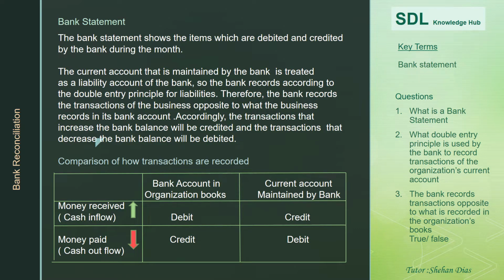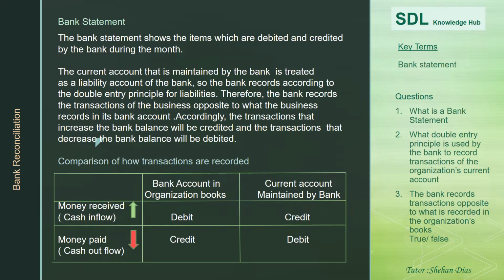But if you look from the bank's point of view, the current account of the organization is a liability to the bank. So therefore, the bank will record the transactions using the double entry principle for liabilities. So, the bank will record transactions opposite to how the transactions are recorded in the bank account.